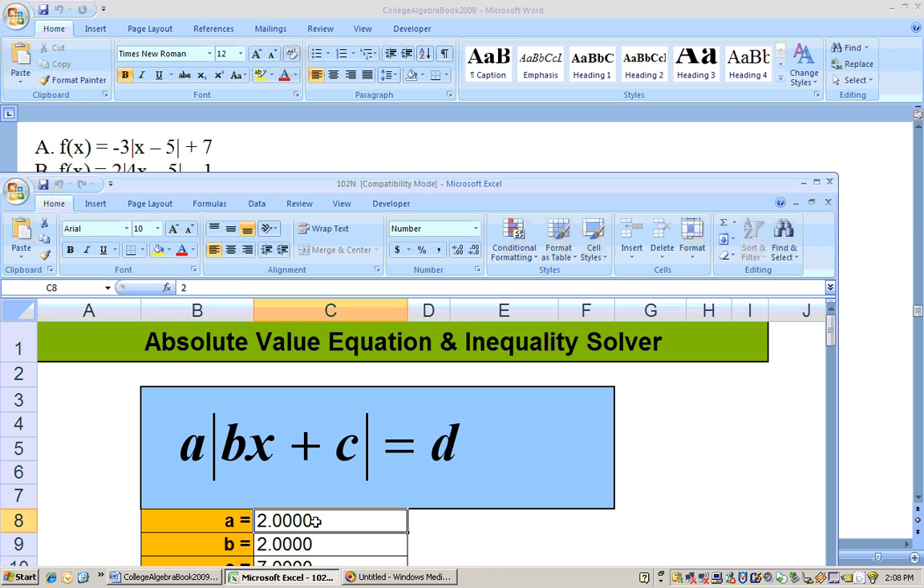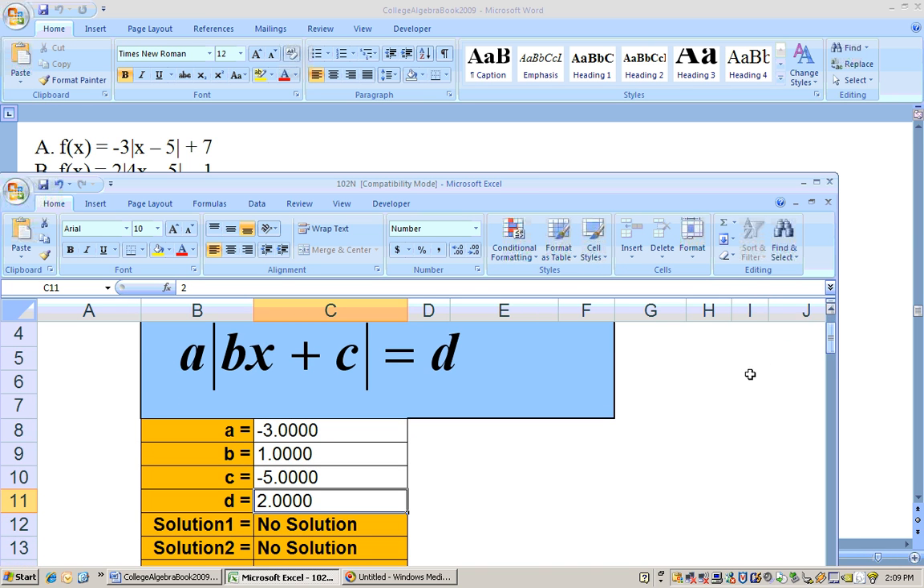Well, putting in my coefficients then, my A is negative 3, my B would be 1, my C is negative 5, and my D is, let's scroll down a little bit, and my D is the number on the other side, and I had to take the 7 to the other side of the equation, so that'd be negative 7. And I get these two right here as being my x-intercepts.